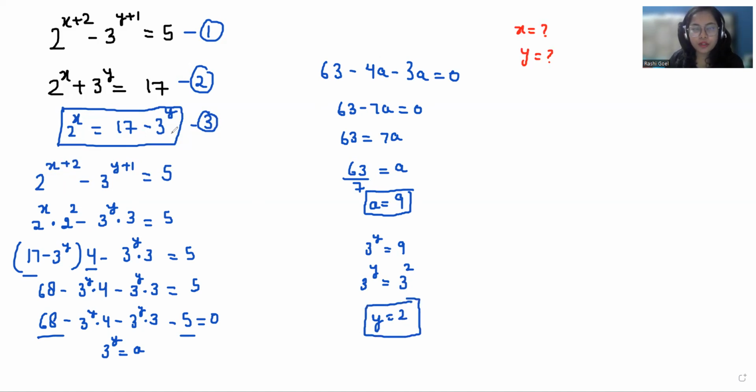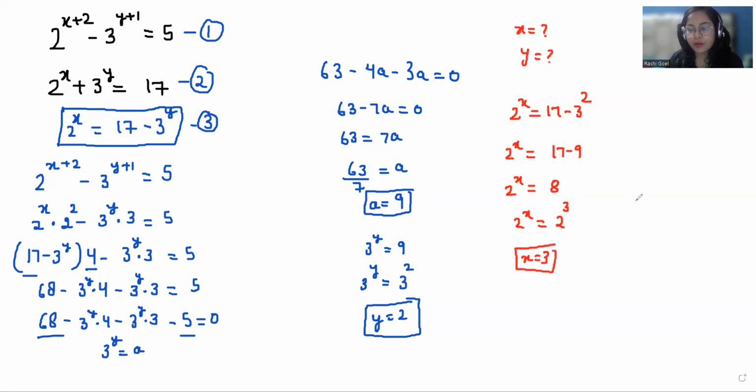Now I'm going to substitute the value of y in equation number 3. So 2^x equals 17 minus 3^2, so 2^x equals 17 minus 9, which is 8. And 8 we can write as 2^3. So x equals 3. So the value of x is 3 and y is 2 in this case.